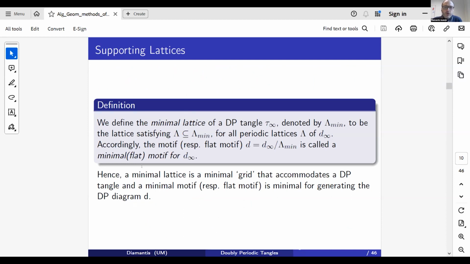To save some time, I will not go into details when it comes to minimal lattice, but I want you to keep in mind that there is always a lattice involved. And there is a lattice that includes all other lattices, and that's what I will call from now on a minimal lattice, and it will be fixed. It's like, as I say here, a grid that accommodates a DP rectangle and a minimal motif, minimal for generating this DP diagram.